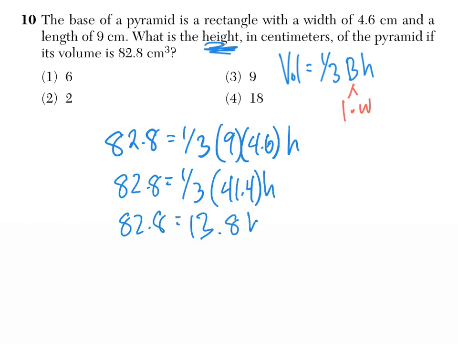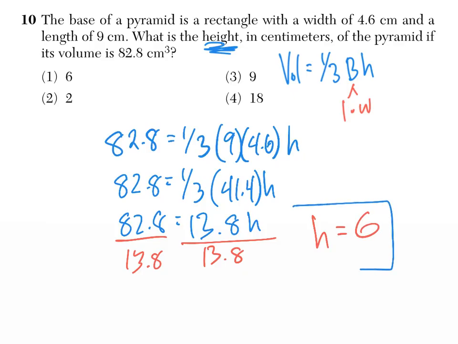13.8. And we're solving for height, so we're going to need to divide both sides by 13.8. And when we do, we know that height is 6. This is our answer. The correct option is option number 1.